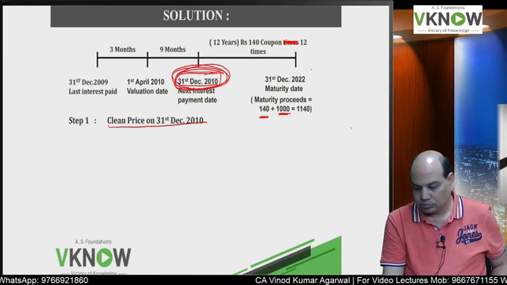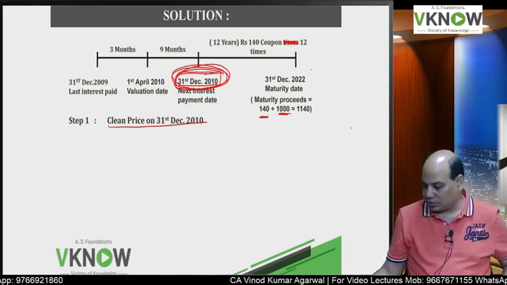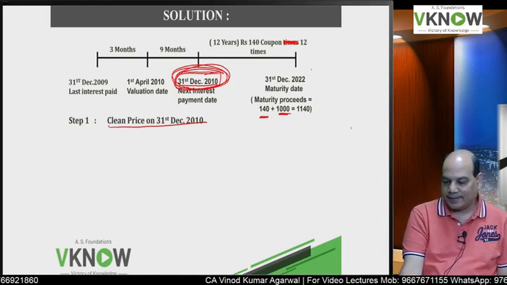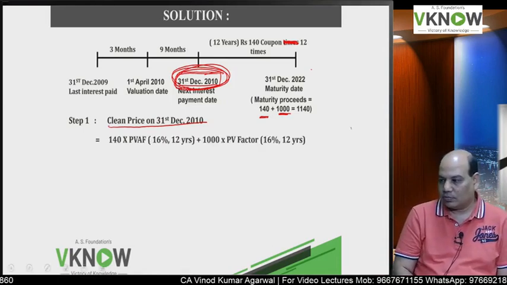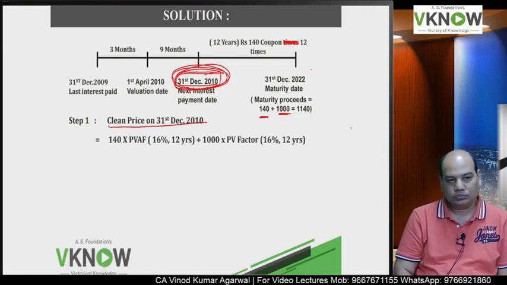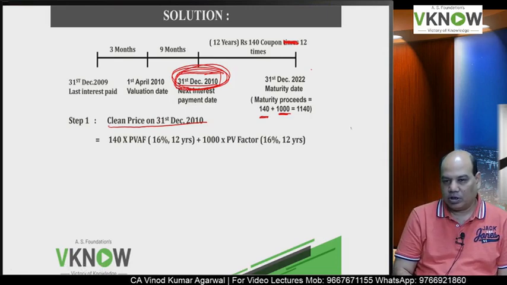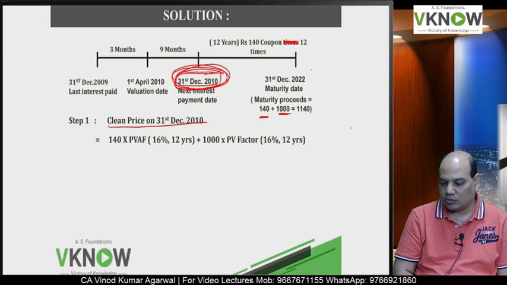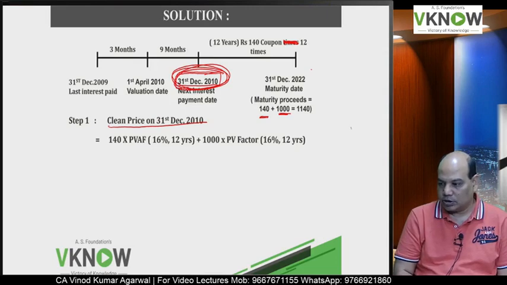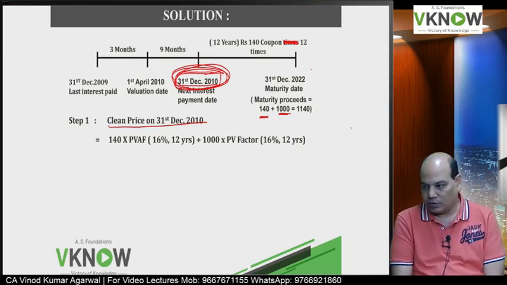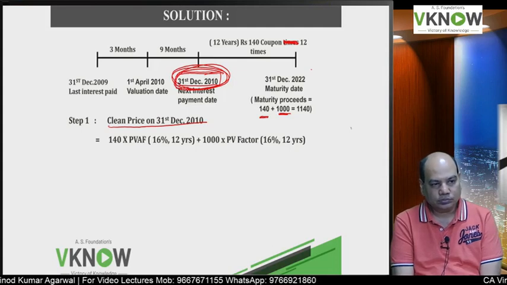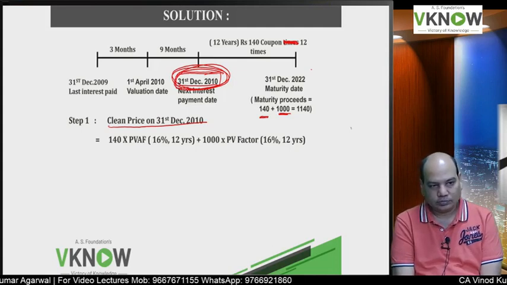Step 1. Clean price on 31st December 2010. Write down the calculation. 140 into PV annuity factor, 16%, 12 years, plus 1000 into PV factor, 16%, 12 years. You can make a table, you can do the calculation by a formula also.